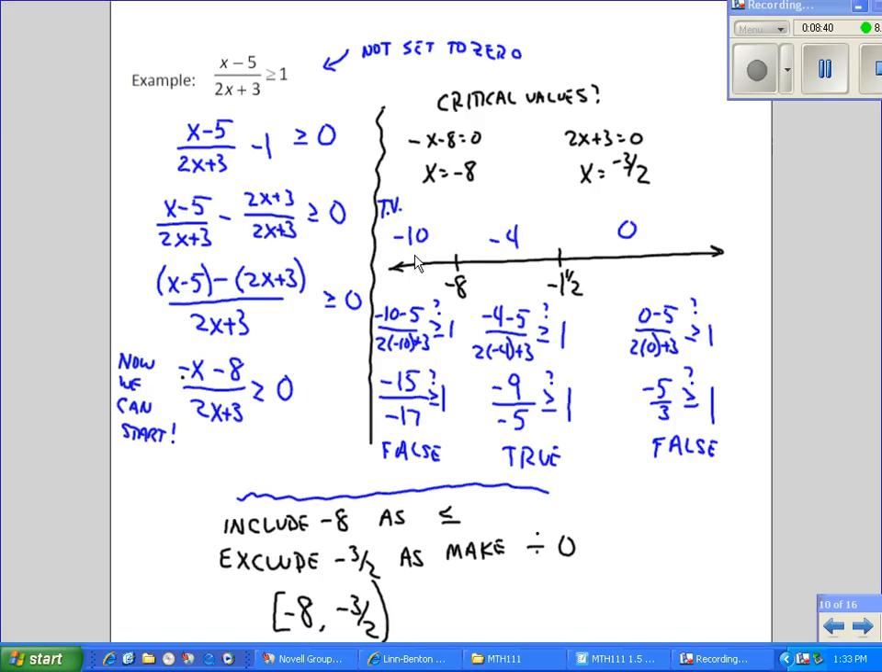So I picked -10. -9.5 would have been fine also. So would -268. Any number less than -8. Any number between -8 and -1.5, and any number larger than -1.5. So checking each of those test values, simplifying, and I went all the way back to the original inequality. I've got a false, a true, and a false. So I want the area in between. And again, I'm going to include the -8 because that makes the numerator equal to 0, and I'm going to exclude the -3/2 because that makes the denominator 0. We can never divide by 0.